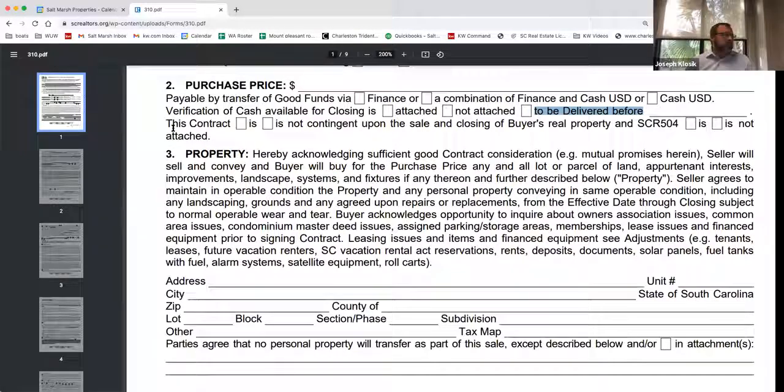One of my least favorite parts of the contract is this itty bitty little sentence right here with no bold and nothing really obvious in it, which states whether or not the contract is contingent on another home selling. And then whether or not the form for this contingency, Form 504, which is probably something we'll talk about soon, is attached to this.